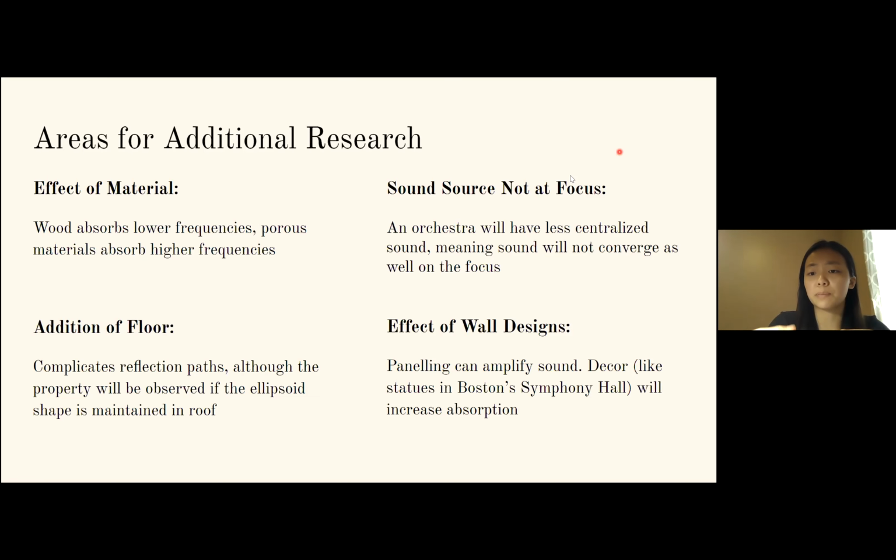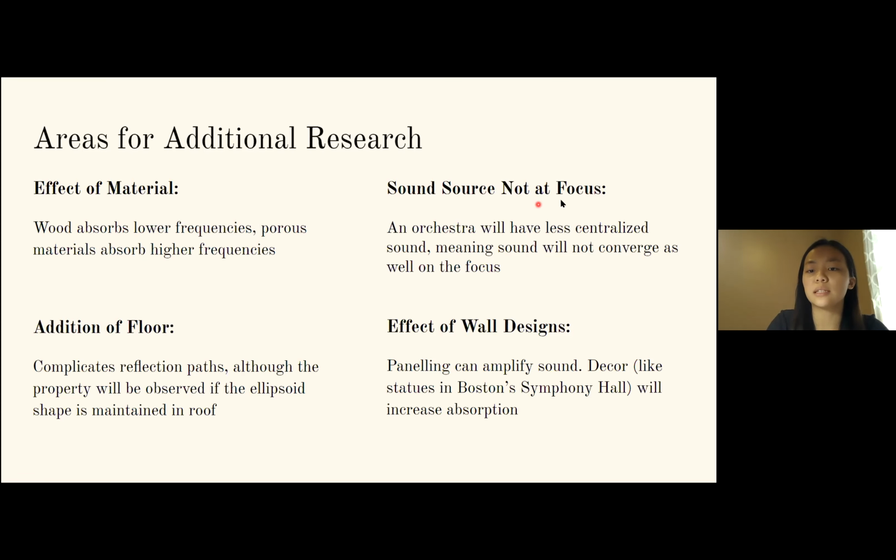However, it must be noted again that our simulation mostly focuses on the merits of an ellipsoid room in recording applications. And here we can see that the addition of a floor will complicate the reflection paths to a significant extent due to the fact that a flat surface on the ground will hinder the ability of the rays to appropriately propagate and converge off the focus. However, if we maintain this ellipsoid shape in the roofing, the extent of this property will still be observed to a significant degree.